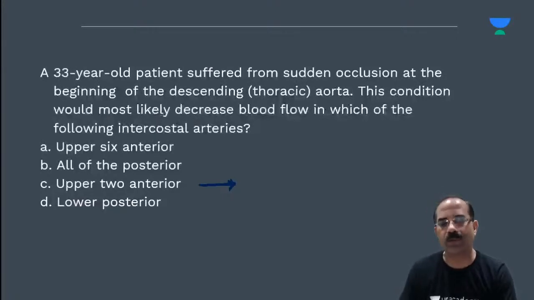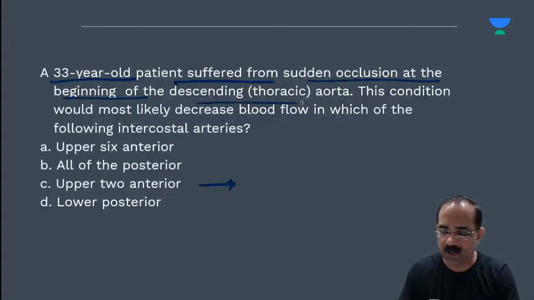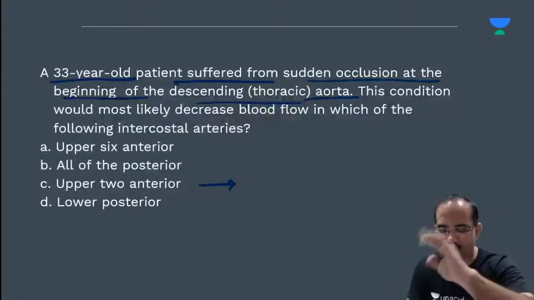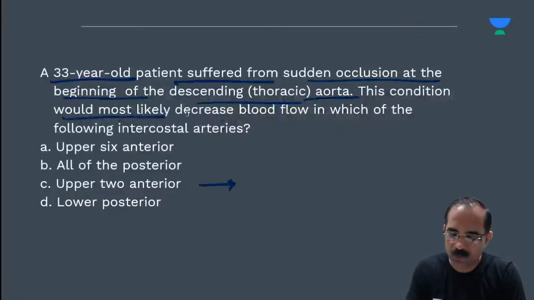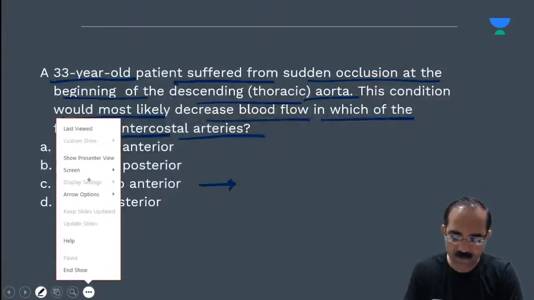Good, I'm very happy. Fine, look, a 33-year-old patient suffered from sudden occlusion at the beginning of the descending thoracic aorta. ठीक है, beginning of the descending thoracic पे occlusion हो गया. This condition would most likely decrease blood flow in which of the following intercostal arteries? Okay. Now tell me, students, just one moment. Give me 2 minutes.